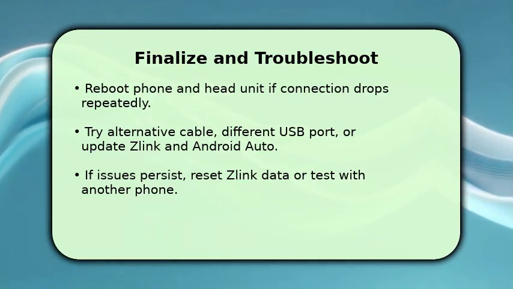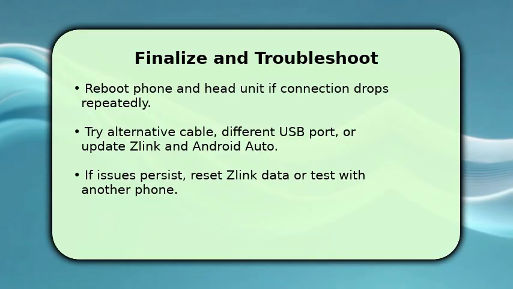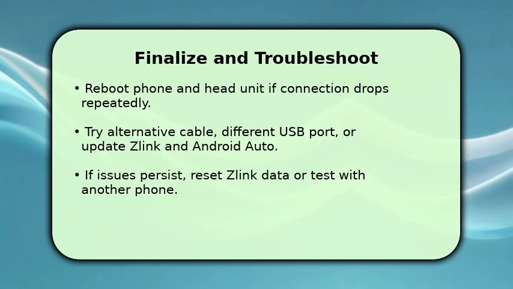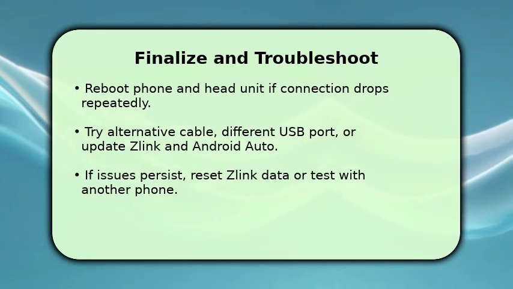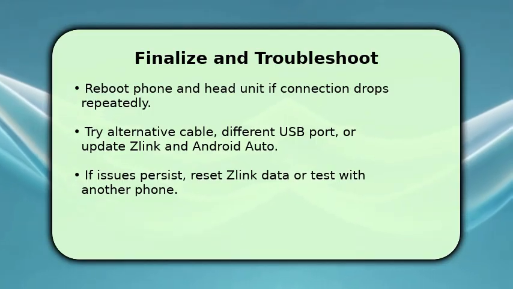If audio or touch still fails, swap the USB cable or try a different port on the car. Many problems are physical. As a last step, clear ZLink app data or test with another phone to isolate the issue. This quickly tells you whether the fault is device, app, or car related.